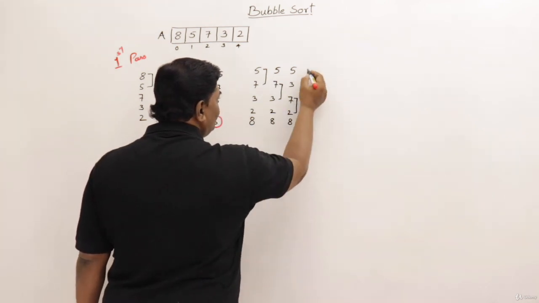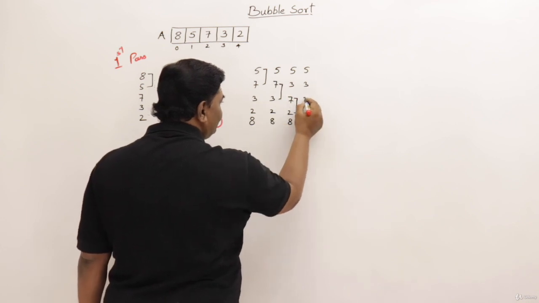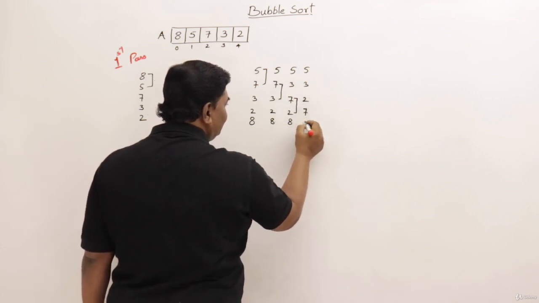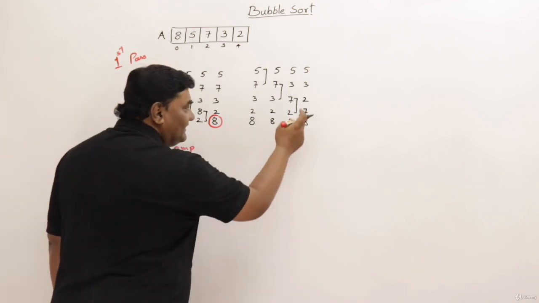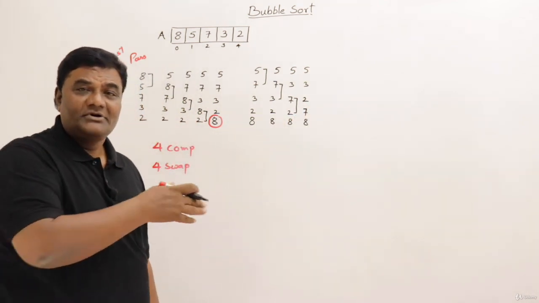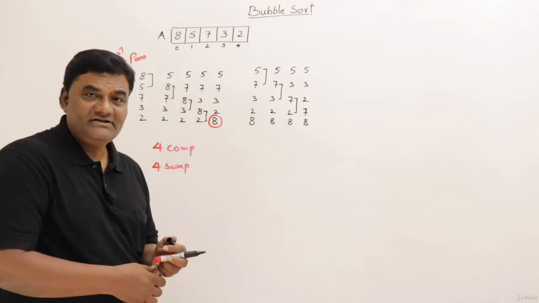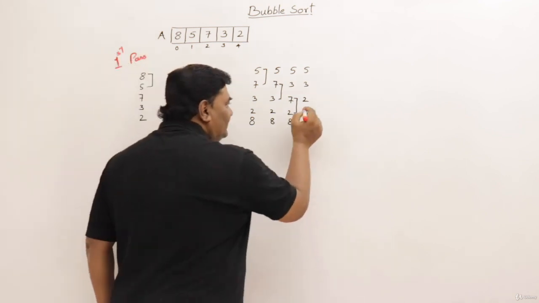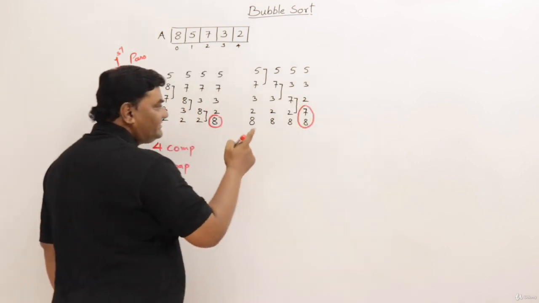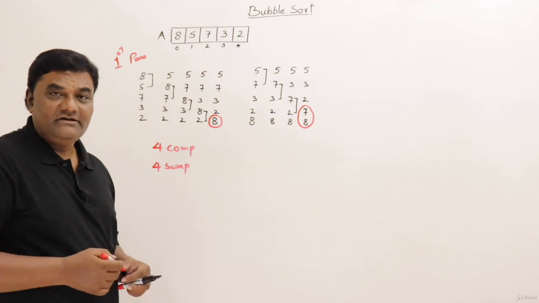Then 7 with 2. 5, 3 as it is. As 7 is greater, swap it. 2, 7 and 8. Then 7 and 8, if I compare also, no use because 8 is already sorted. I can avoid that comparison. So a total of 2 elements are sorted now, 7 and 8. The 2 largest elements I got.